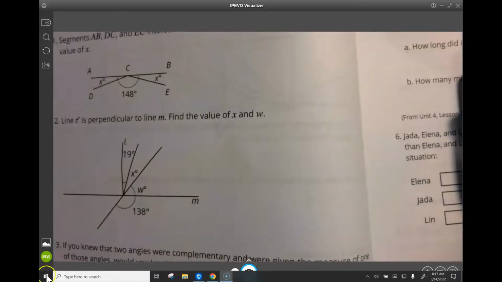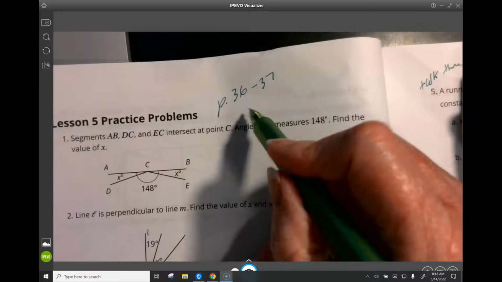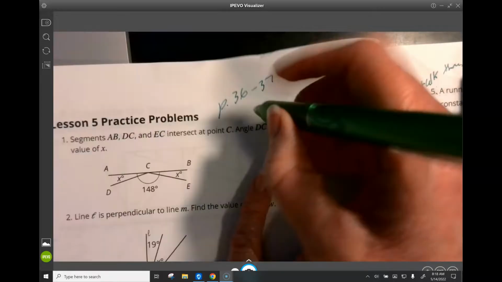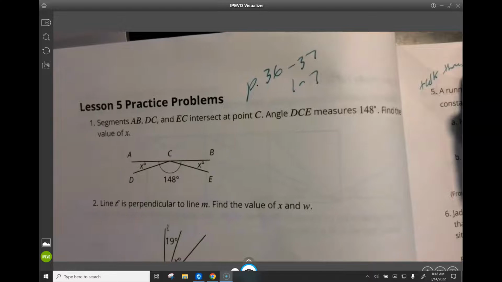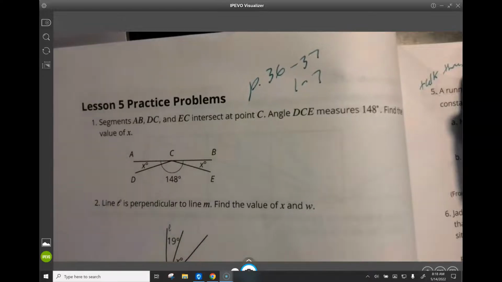So for your homework, you're going to do page 36 through 37, and you're going to do 1 through 7. And you want to keep watching this video, because I'm going to do some of these completely for you, and some I'm going to set up for you.